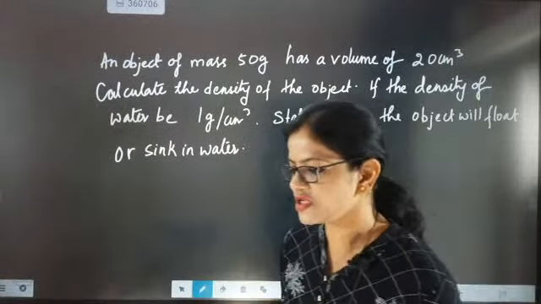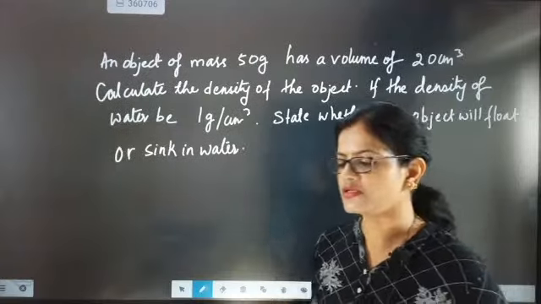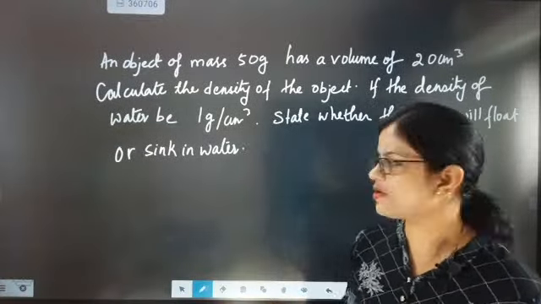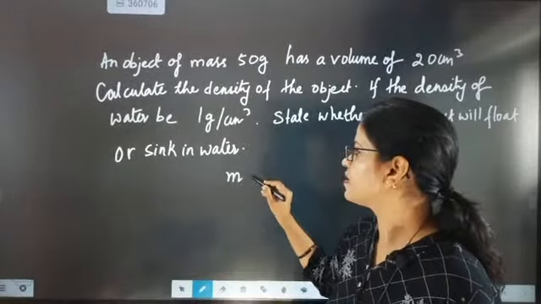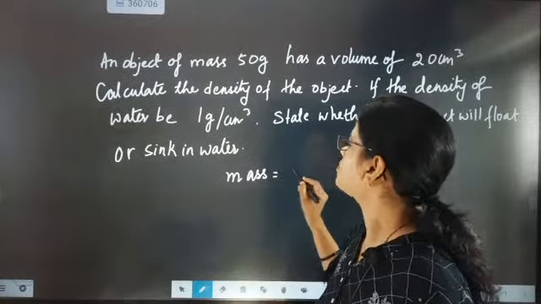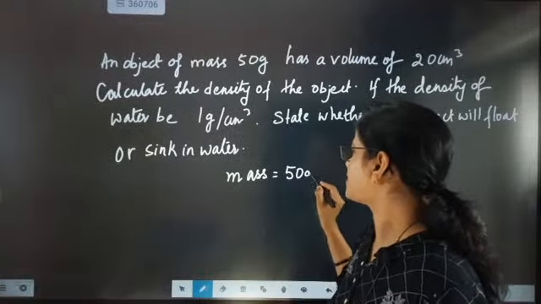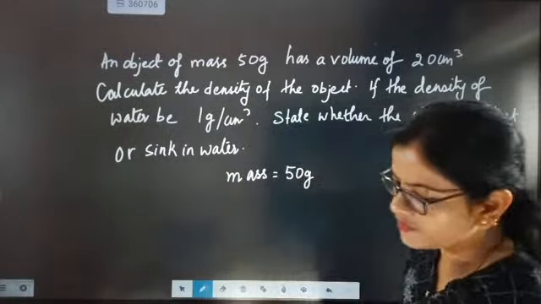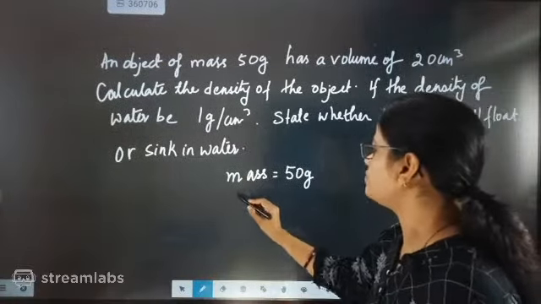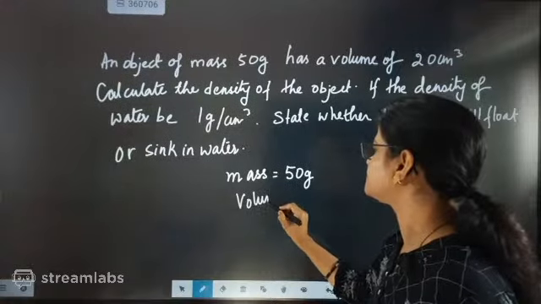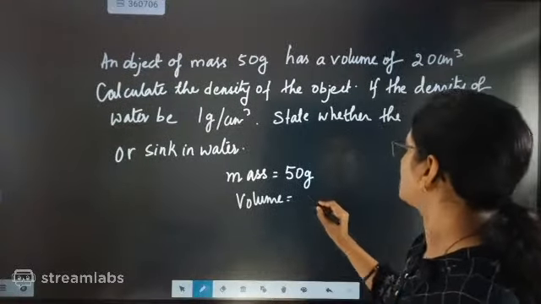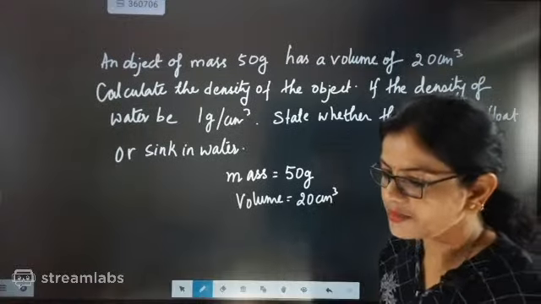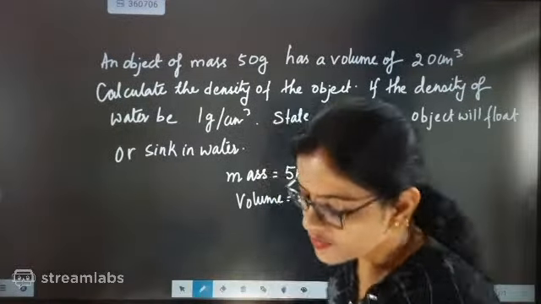Now try this question out. This is a very simple question. You don't have to do big things in this question. An object of mass. So mass is given. What is the mass given to you? Mass given to you is 50 grams. Now what is the volume, beta? Volume is 20 cubic centimeter.